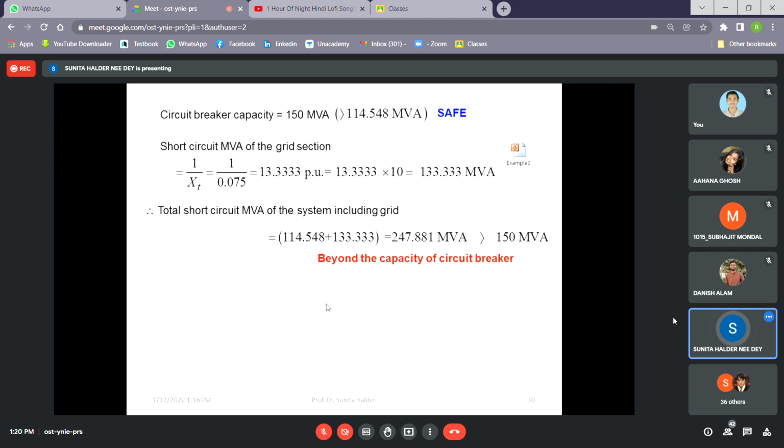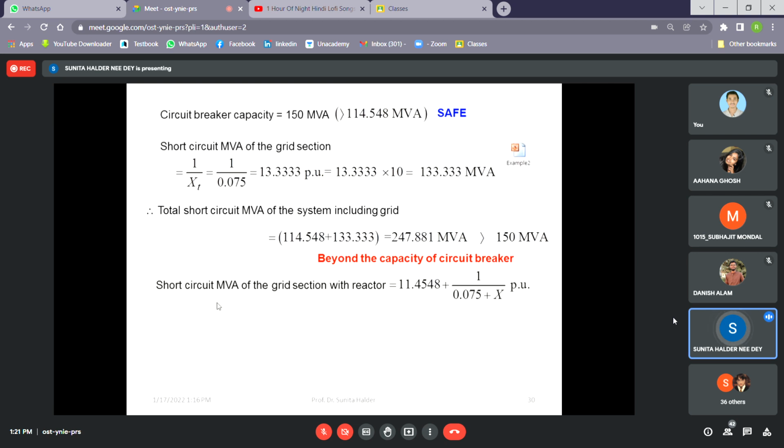So in that case, what can we do? We can use a circuit breaker up to 50 MVA, then it will be safe. Otherwise, we can connect a reactor through which the incoming grid will be connected, so that this 133 will be limited to 150 minus 114. That means total MVA will be limited to 150 MVA. Then the existing circuit breaker can be used.